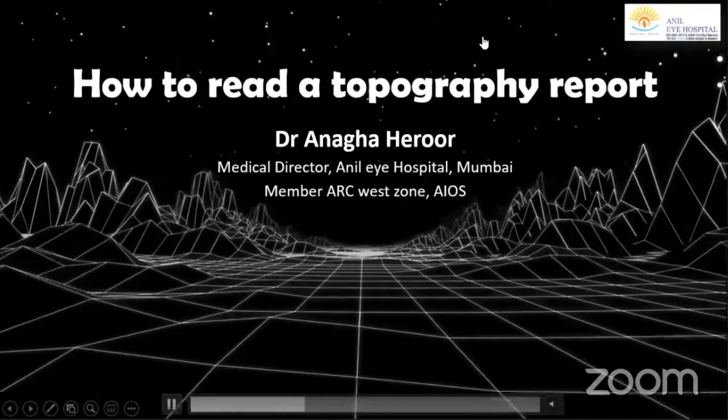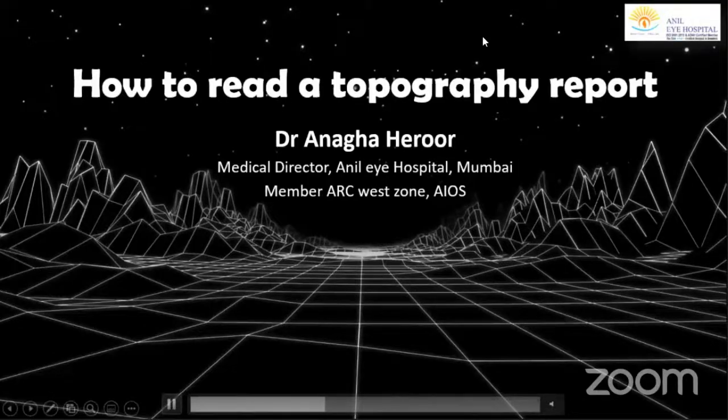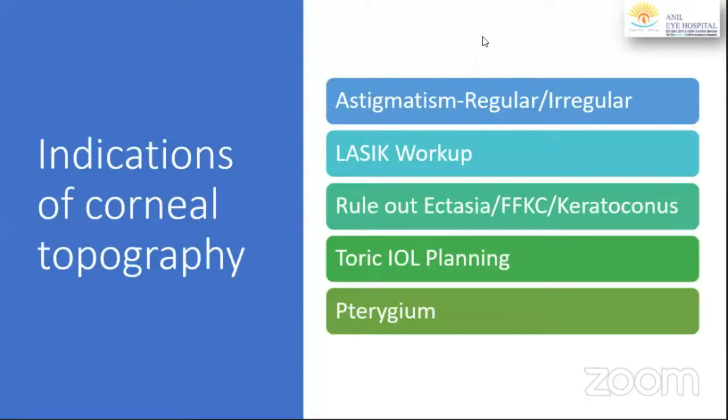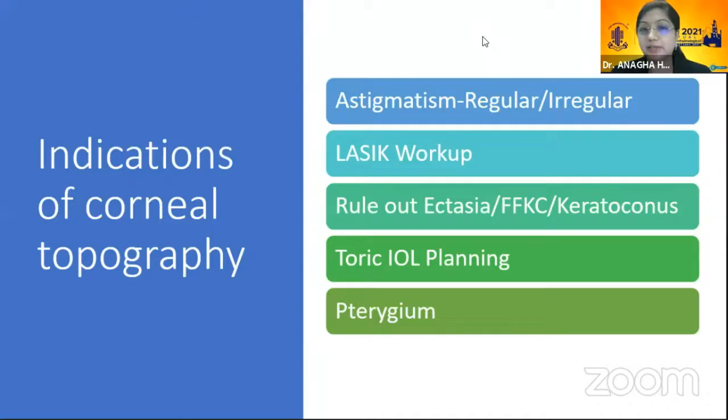Yes, so I would be speaking on how to read a topography report. So what are the basic indications of a corneal topography? Most importantly, we need to see whether the astigmatism is regular or irregular. It is a part of our LASIK workup. We need to rule out any kind of ectasia, FFKC or keratoconus.